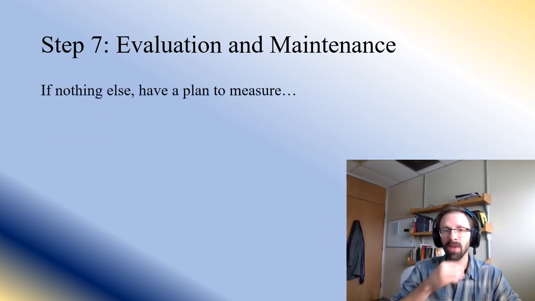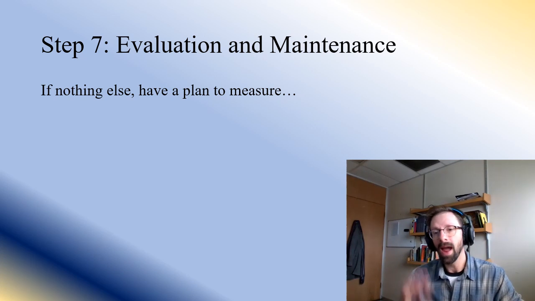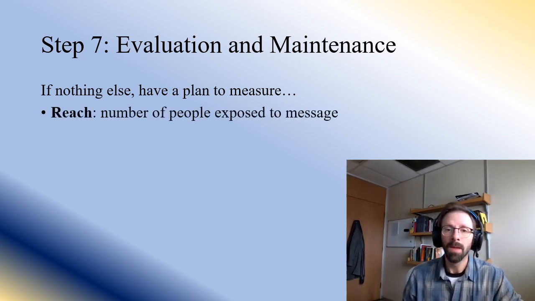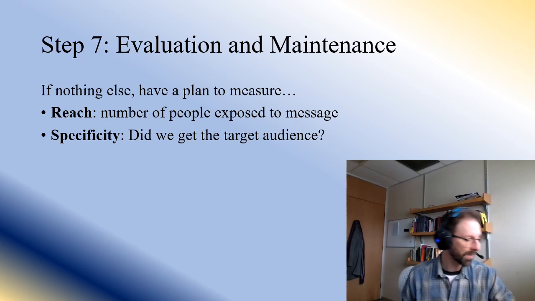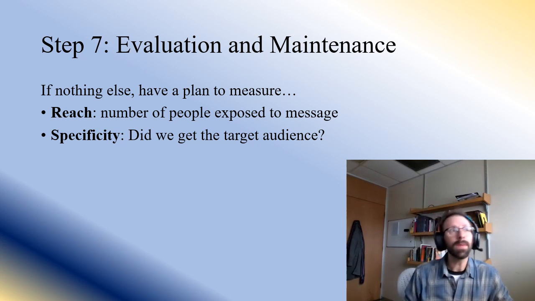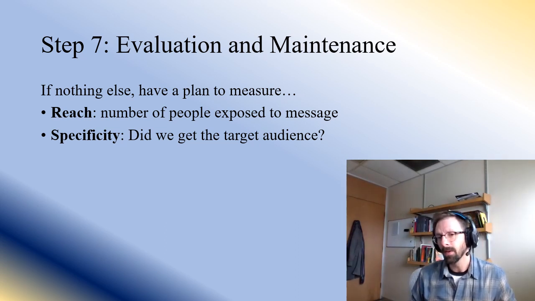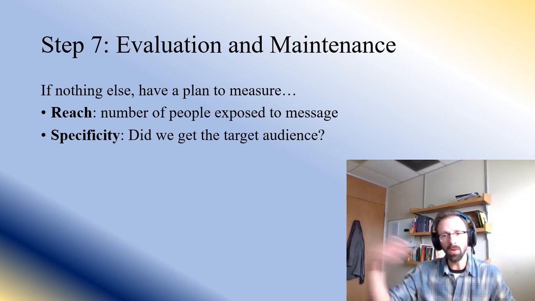Now, finally, if nothing else, when it comes to evaluation, have a plan to measure success. Try to measure the reach, that is the number of people exposed to the message, and specificity. Have a way of knowing if you got to the right people. But for your projects, just keep it simple, but keep it specific, right? So if you want to change sex education curricula, what do you want to change? How will you know if you've succeeded?